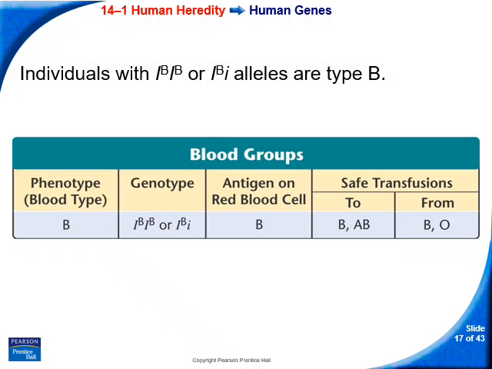Now, individuals who are blood type B would have the genotype IBIB, where both of the parents gave him the ability to produce B, or if only one of the parents gave him the ability to produce B and the other didn't, it would still be heterozygous, and because B is dominant, he will still be producing the blood type B and will be expressed as blood type B.